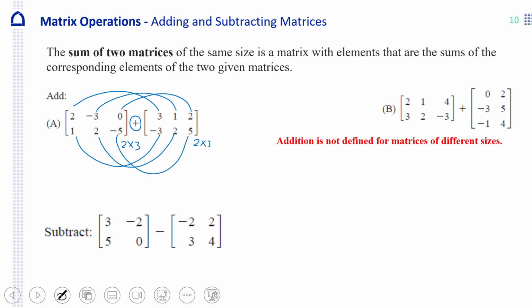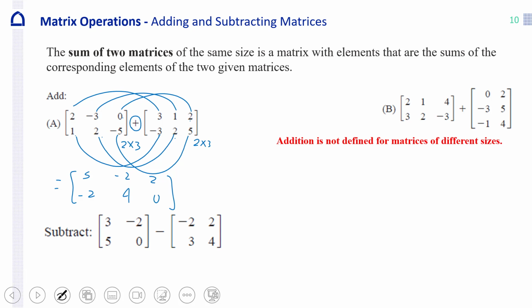Exactly, I like to put this one over this one and add the corresponding numbers. So 2 plus 3 is 5, minus 3 plus 1 is minus 2, 0 plus 2 is 2, 1 minus 3 is minus 2, 2 plus 2 is 4, minus 5 plus 5 is 0.